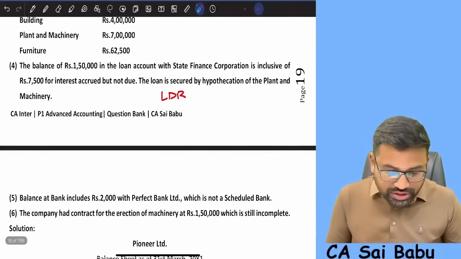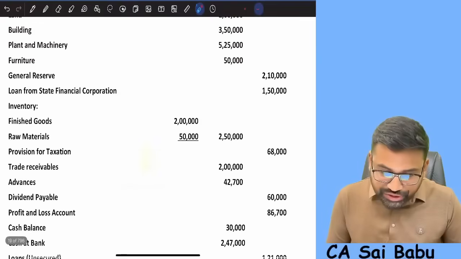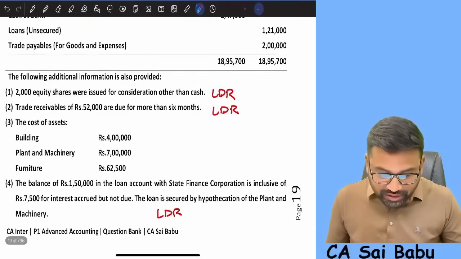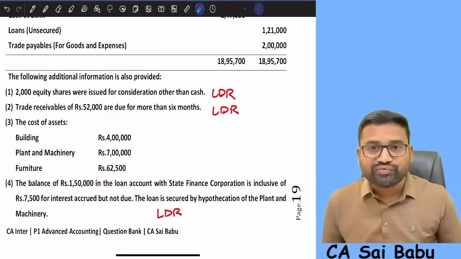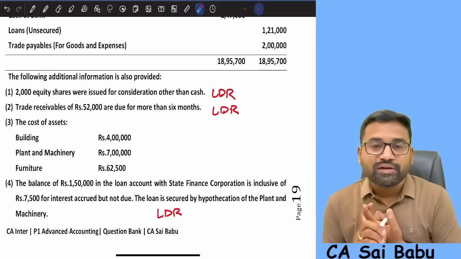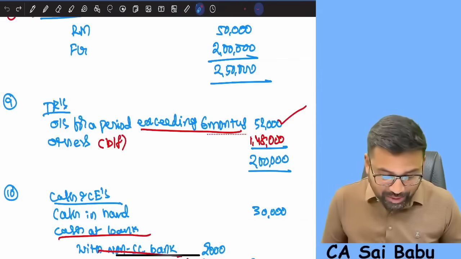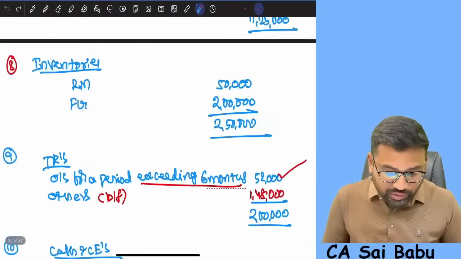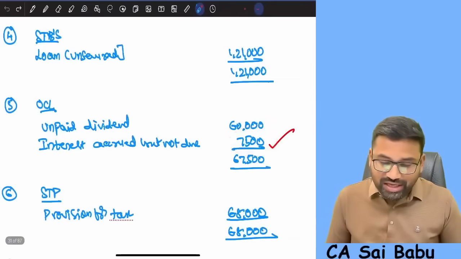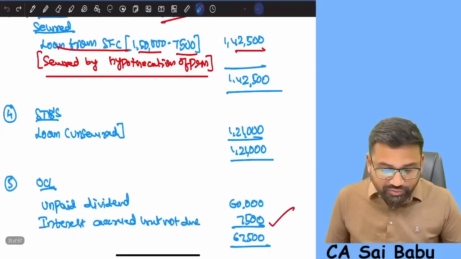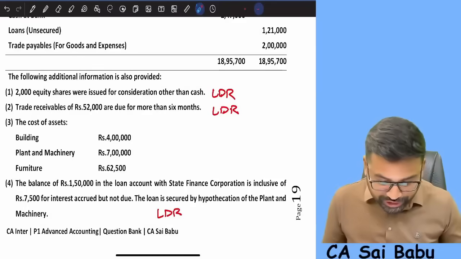Also in this question, there is a loan from State Financial Corporation. See this, a 1,50,000 loan is there. This 1,50,000 includes interest accrued but not due of 7,500. According to Schedule 3, interest accrued but not due will be shown as a part of other current liabilities. So from this 1,50,000, we need to show 7,500 as a part of other current liabilities. Only the balance 1,42,500 will be shown as a part of long-term borrowings. This is one important adjustment.